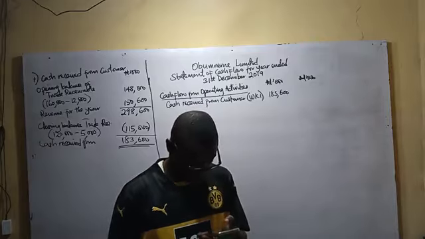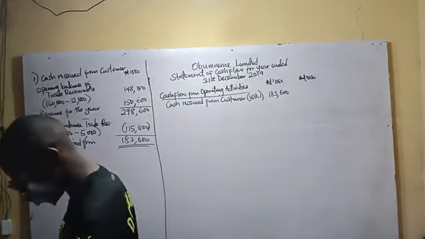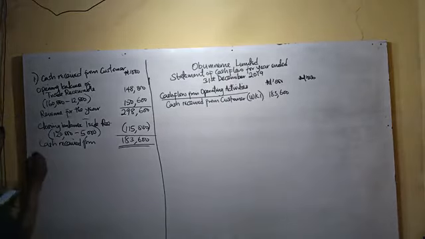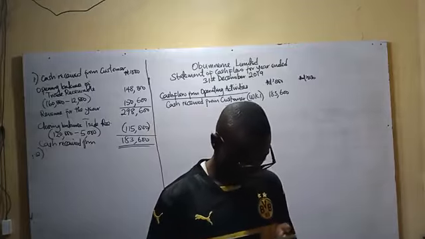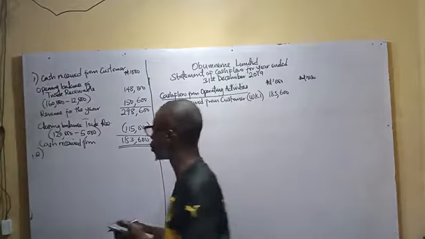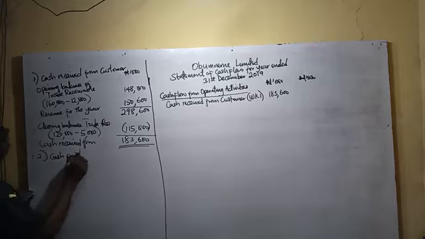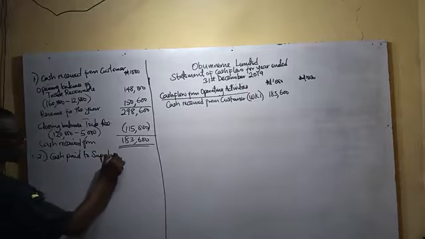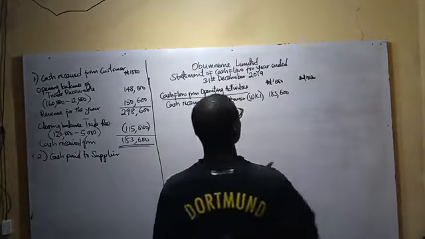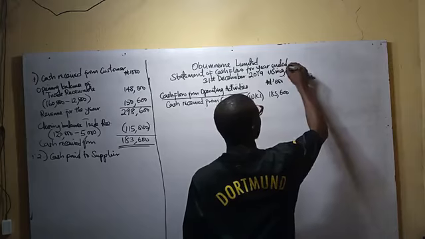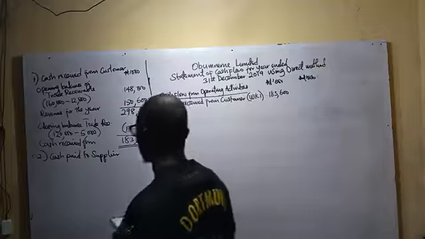Now, let's go to the second question. Let's determine how much was paid to the supplier. So let's go to 2, cash paid to supplier. If you are calculating cash paid to supplier, don't forget the method we are using here is the direct method.